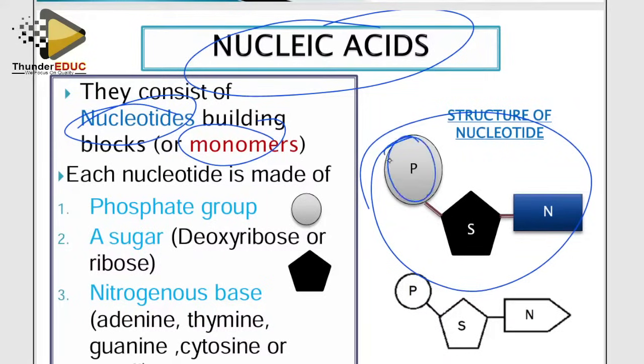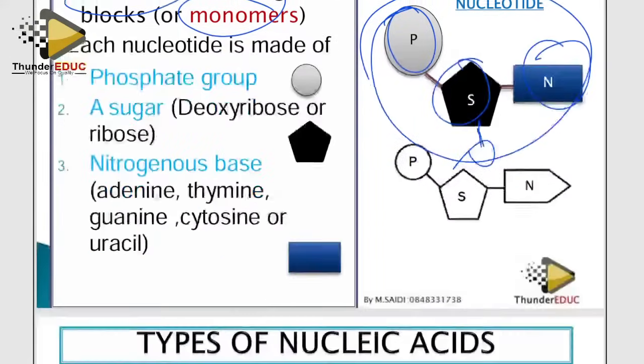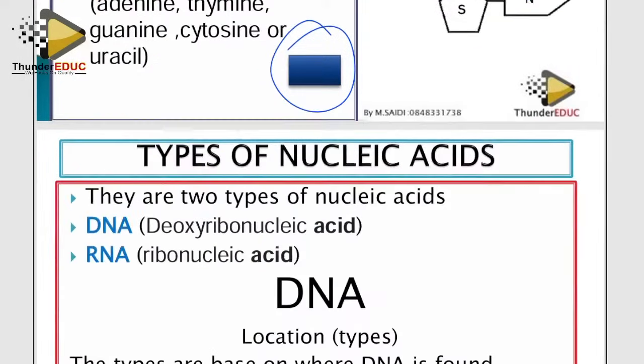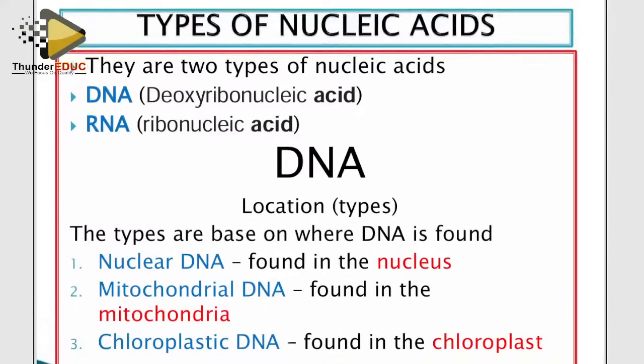Building blocks are made up of a phosphate, sugar, nitrogenous base. If they ask you about DNA, when it comes to sugar, don't just say sugar, say deoxyribose sugar. And when it is RNA, be specific, say ribose sugar. You need to know the symbols: a circle means that, this pentagon means that, and that square means that. Is it clear? Yes. Then we go to types of DNA.